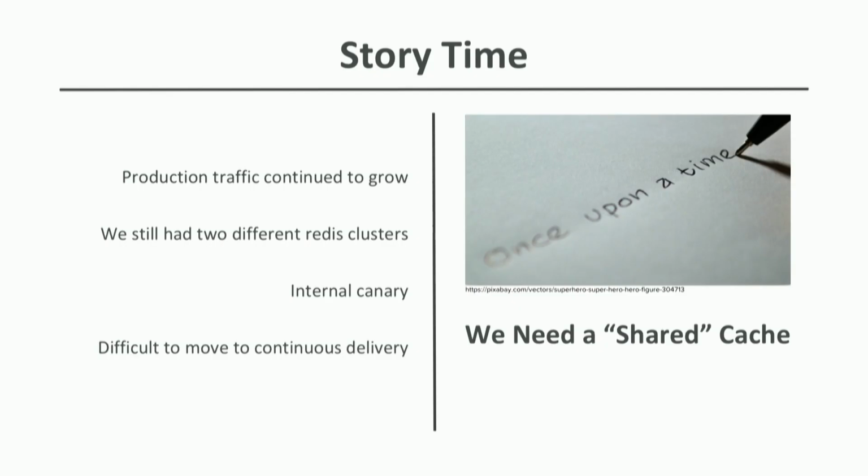But we still had to purge and then prime the cache. And again, it was working for a while. At least we weren't having to stay up till 4 or 5 in the morning, but it still wasn't great. Our production traffic continued to grow. We still needed two different Redis clusters. And we decided that we can't just have our developers hitting the web pages. So we ended up coming up with a hybrid approach.